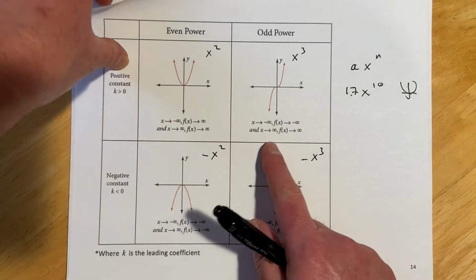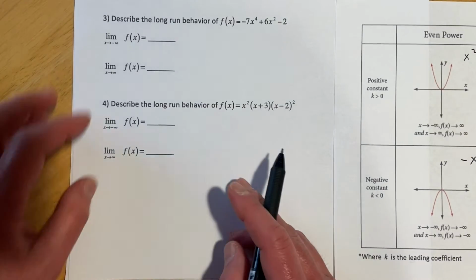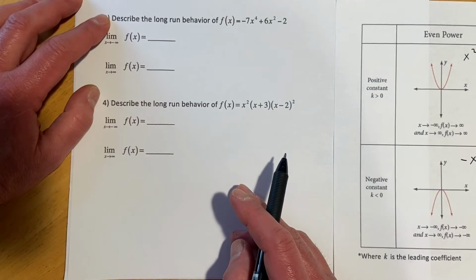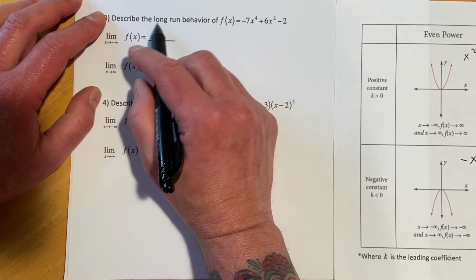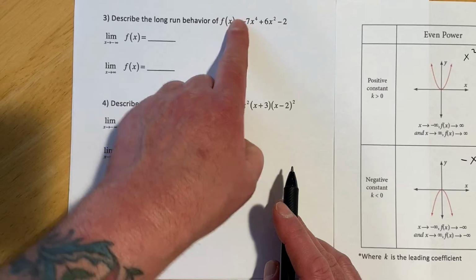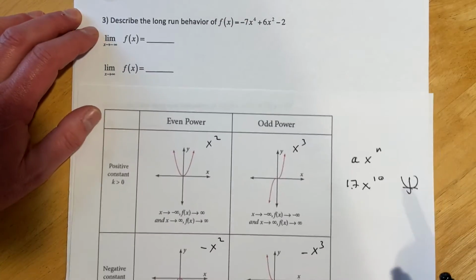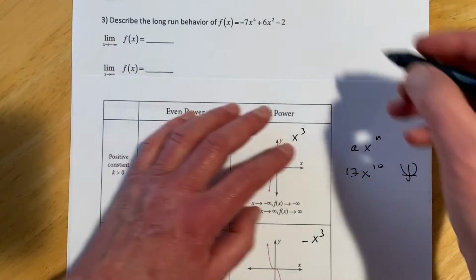So let me show you what we do with this. In terms of this video, it's just going to ask us to describe the long run behavior. Some books call it long run, some call it end behavior, a couple of different versions of this function. And we have a little bit of new notation. So this is the limit as x goes to negative infinity.